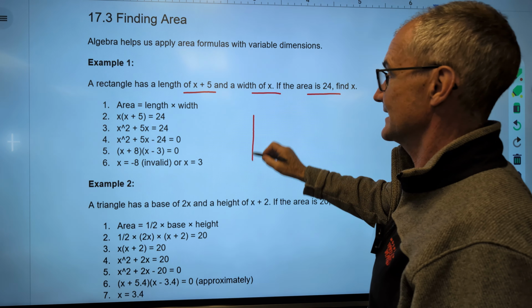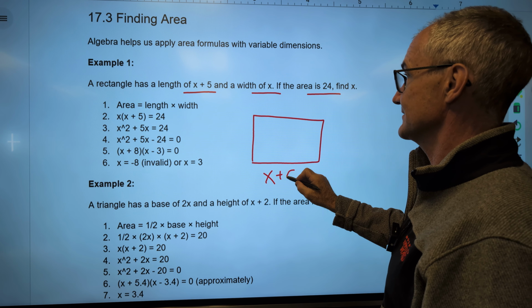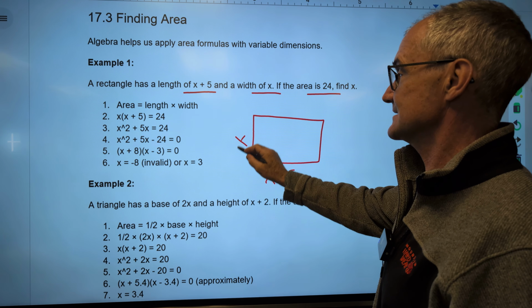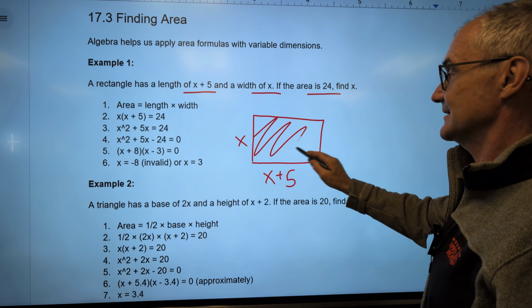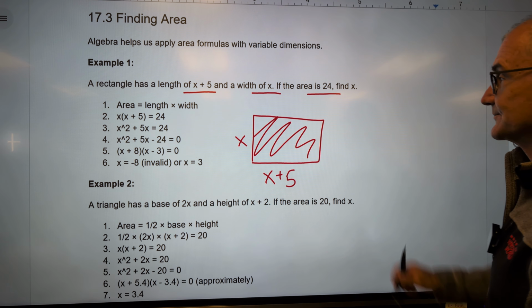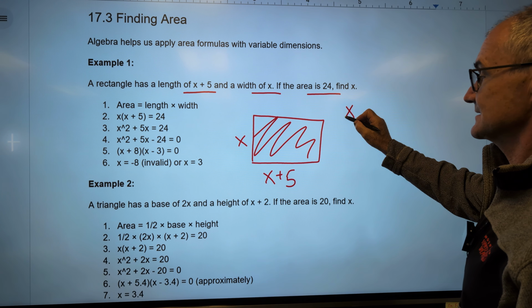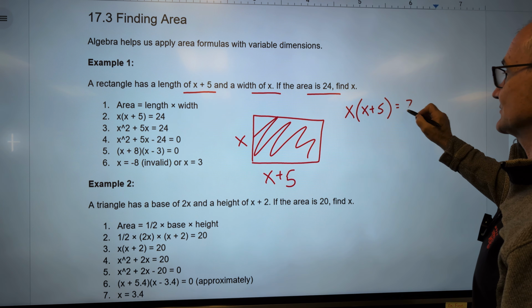So I have a rectangle where this is x plus 5. This is x. I'm not talking about perimeter, I'm talking about area. This is a really common ASVAB style problem. So I have x times x plus 5 is equal to the area of 24.